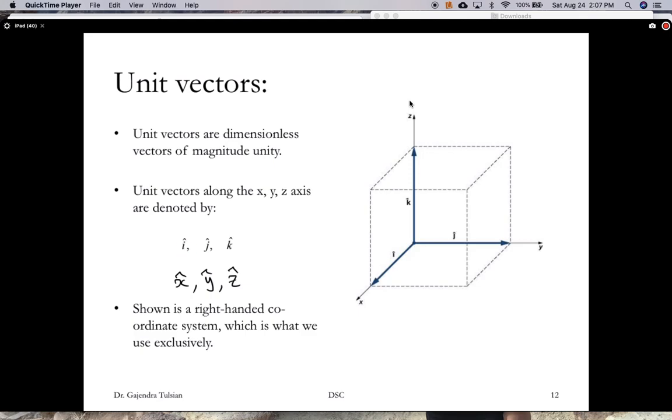This is a right-handed coordinate system, and we'll exclusively use a right-handed coordinate system x, y, z. What I mean by a right-handed coordinate system is you think of a right-handed screw. As you turn from x to y, the screw would move in the z direction. That's a right-handed coordinate system. So unit vectors are dimensionless vectors of magnitude unity.